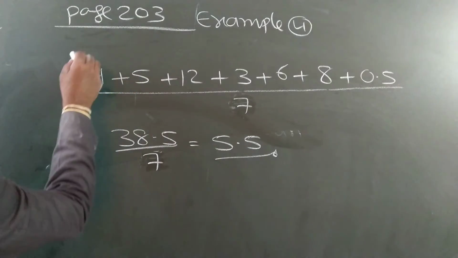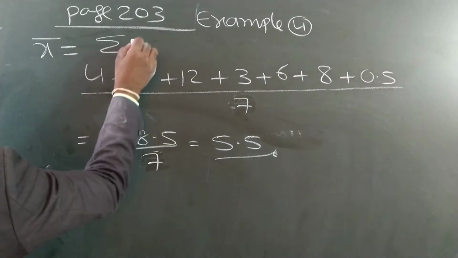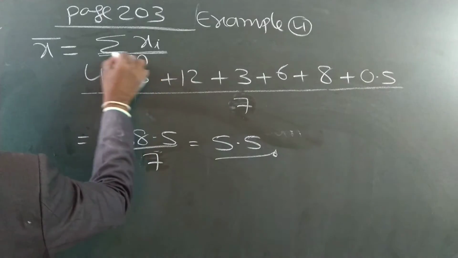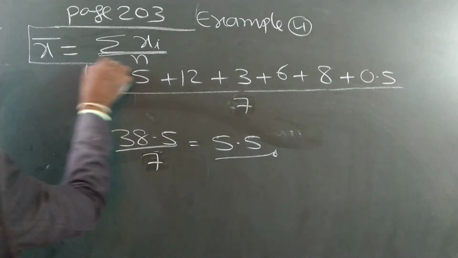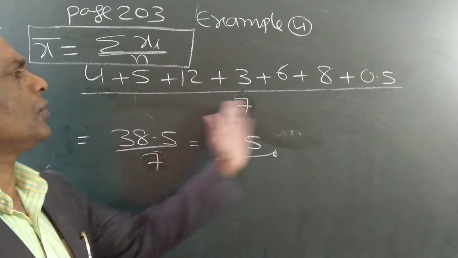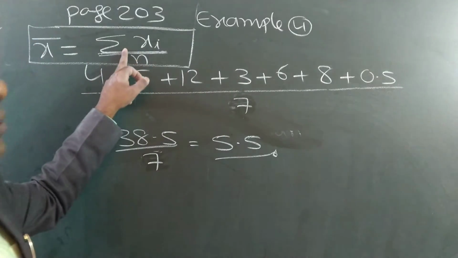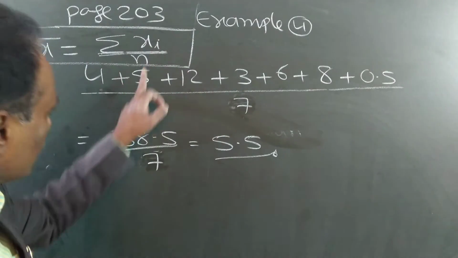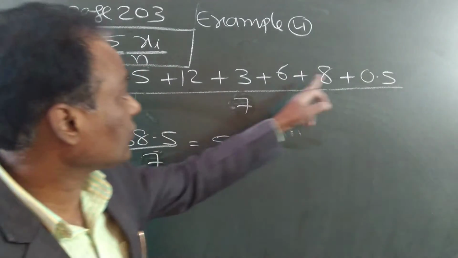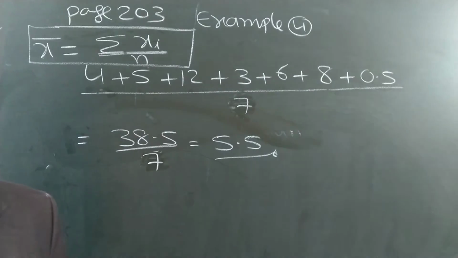The formula, I gave the formula like this. This is the symbol for mean: x bar equals sigma xi by n. This is the formula for the mean of ungrouped data, raw data. If a table is not given and some simple observations are given, this is the formula. Sigma means sum, that is x1 plus x2 plus x3 and so on, divided by n, the number of observations. How many observations are there? 7 observations. This total divided by 7 is 5.5.